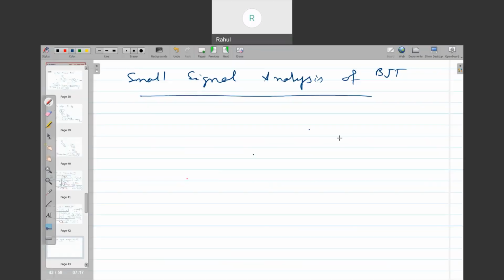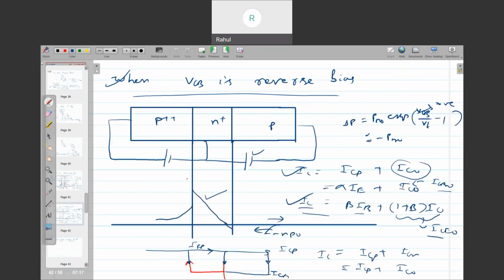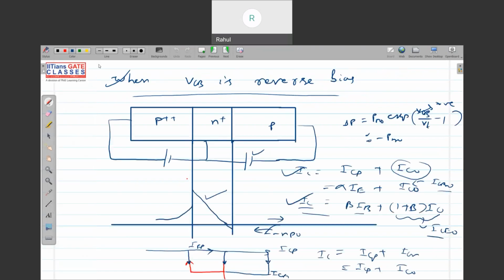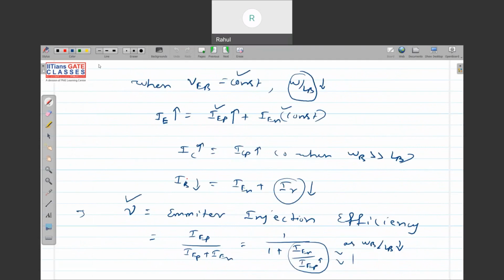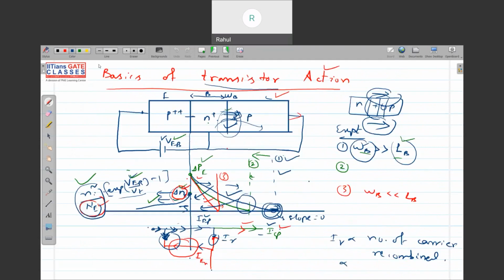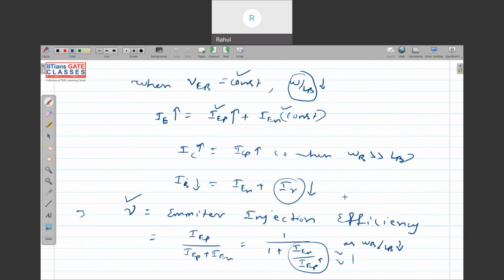So today we'll start where we left off in the last class. In the last class we were introduced to the BJT, right? We have seen how in a BJT the current transfer takes place from the emitter base junction to the collector base junction, right? The two criteria that we have seen are for efficient transfer.